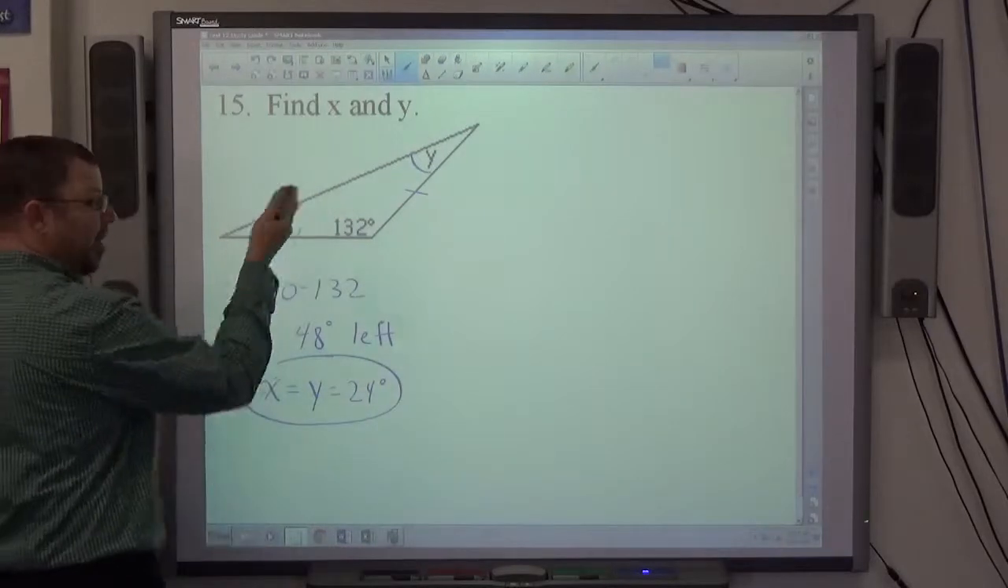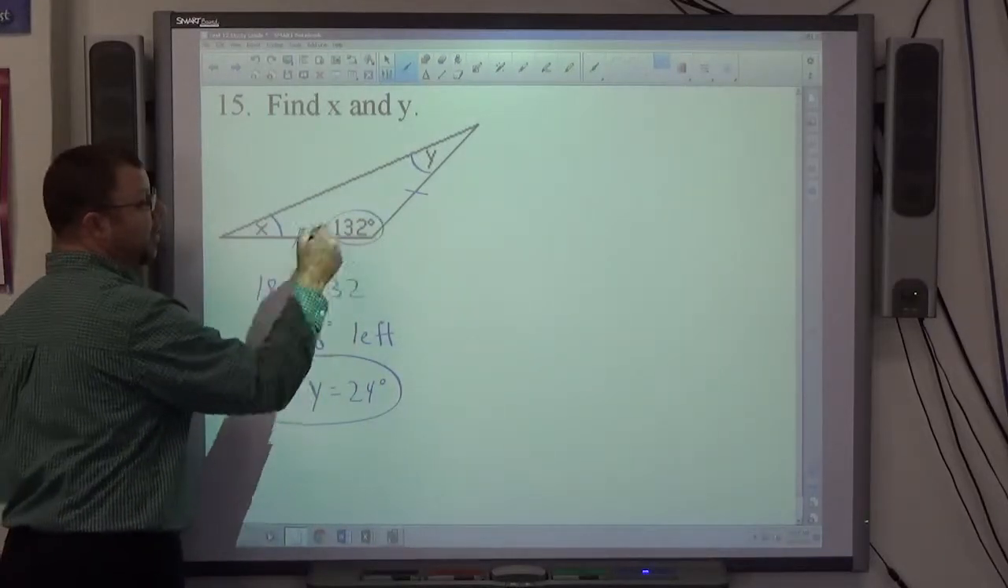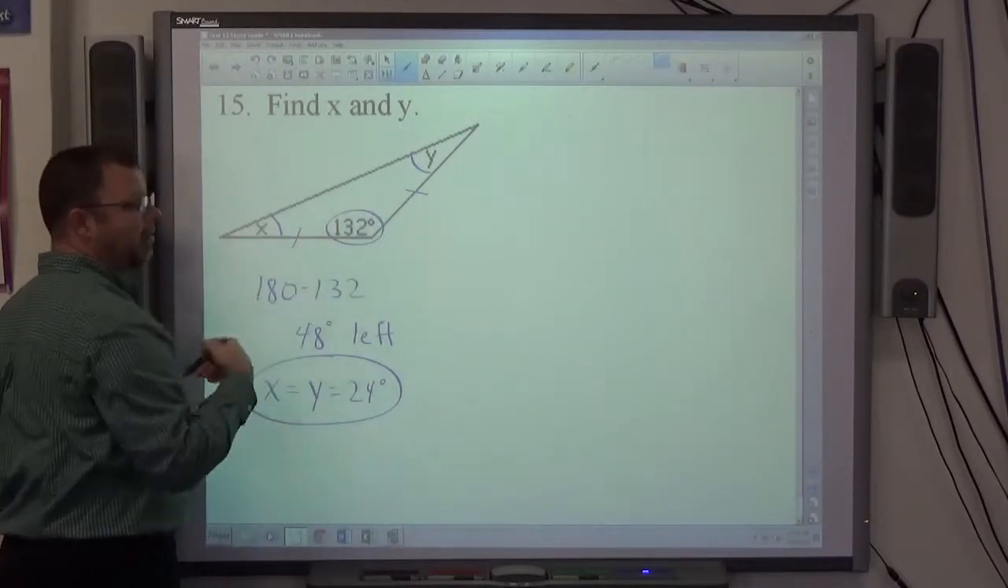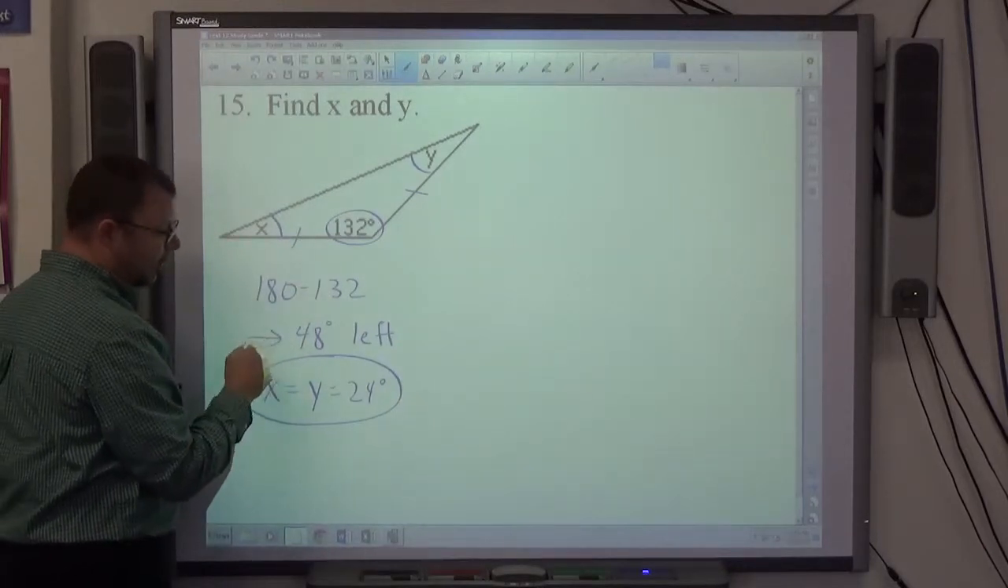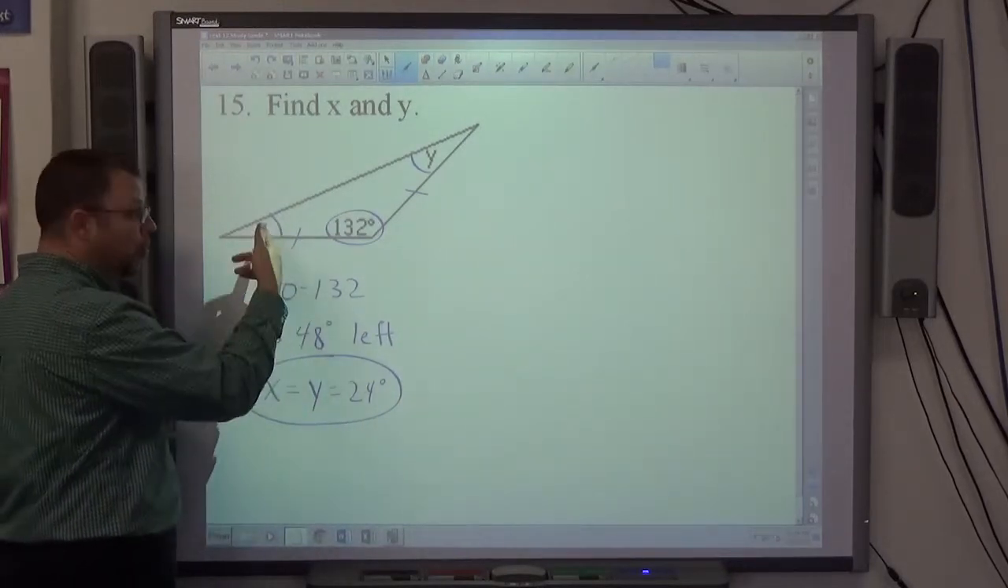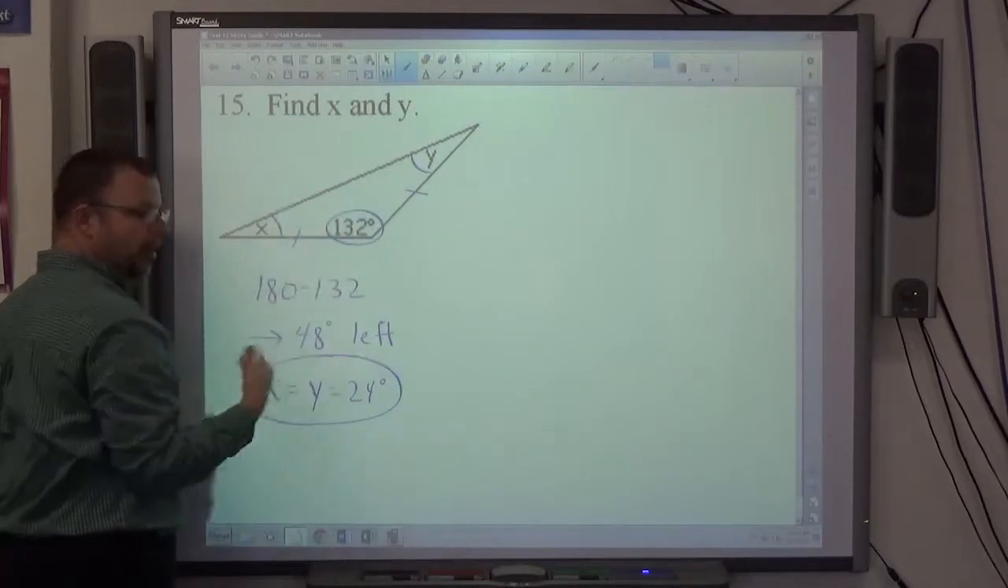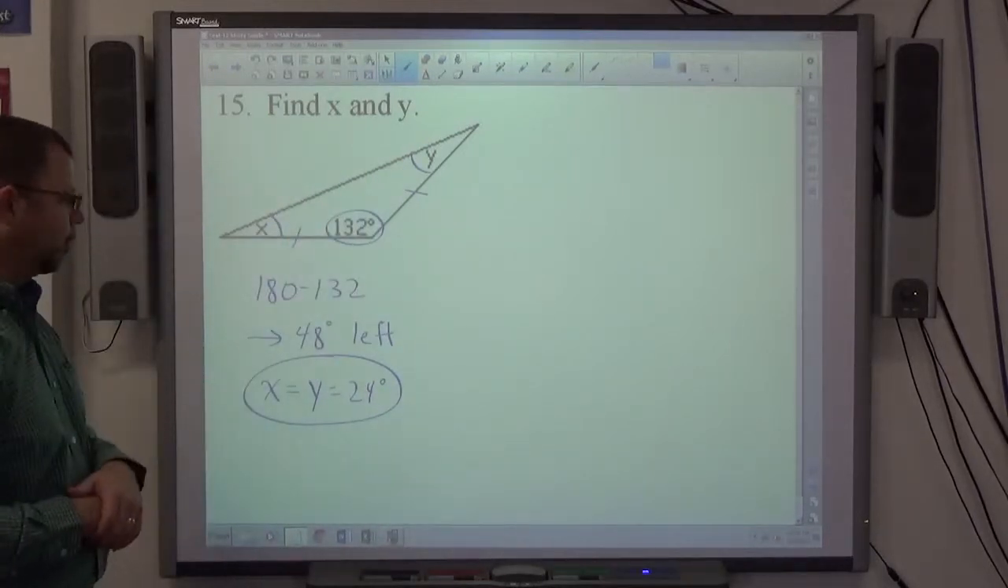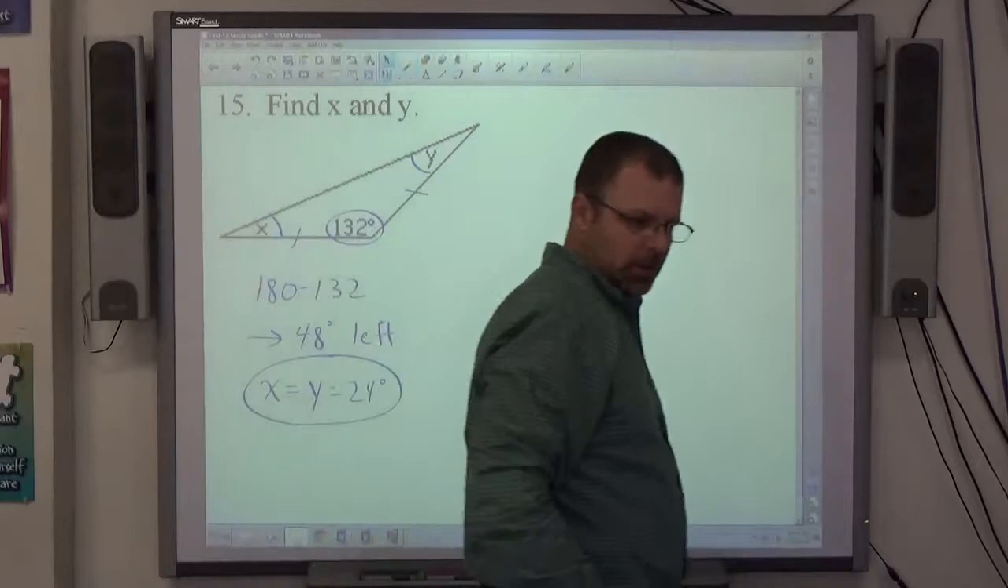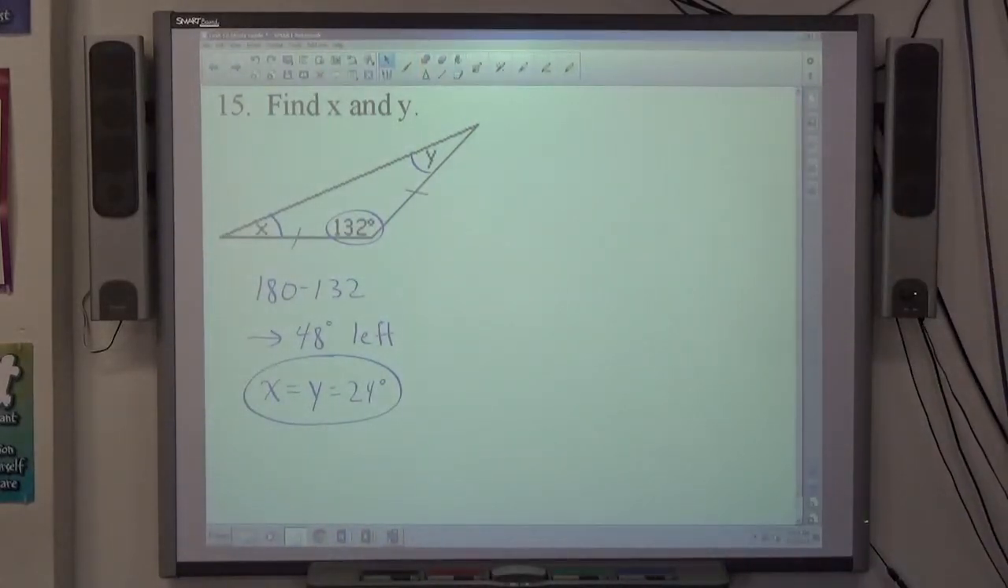Again, on the test, you're going to have the same picture, different number here, obviously. These will be marked equal. You'll be asked to find x and y. So determine how many degrees are left. Divide that number by 2. 24 goes there, 24 goes there, makes 48 total, and they're equal to each other that way. So it shouldn't be a very difficult final problem on the test, hopefully, for everybody.